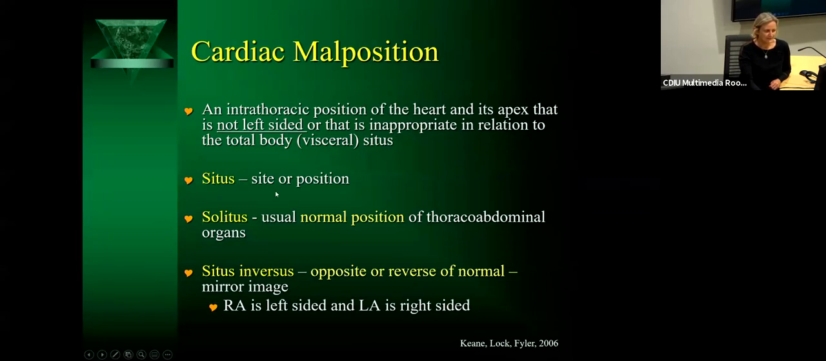Situs, remember, means site or position. Situs solitus is the usual normal position of the thoraco-abdominal organs. So we expect the liver to be on the right side, and we expect the spleen to be on the left side. And when that's different, how is it different?